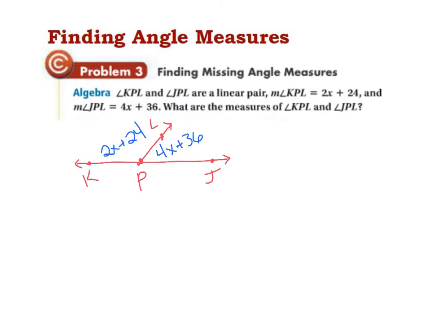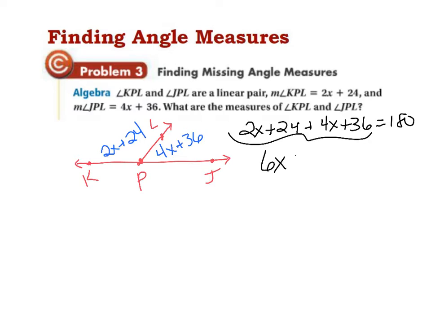We actually did this in our previous lesson, but specifically we're doing it here because a linear pair is supplementary. We learned that. That was one of the things with the sticky note. A linear pair is supplementary. So if they're supplementary, that means they have to add up to 180. So let's set this up and set it equal to 180. 2x plus 24 plus 4x plus 36 equals 180. Clean up the left side, combine your like terms. That's a 6x plus 60, it looks like, equals 180.